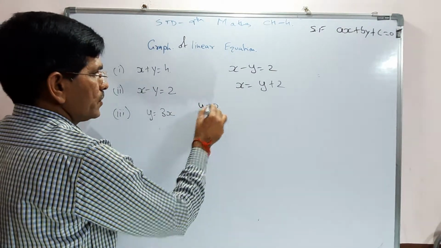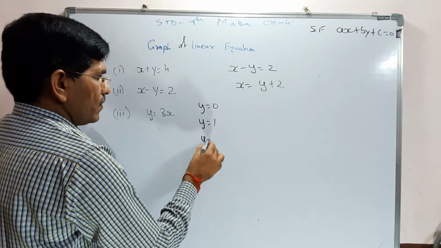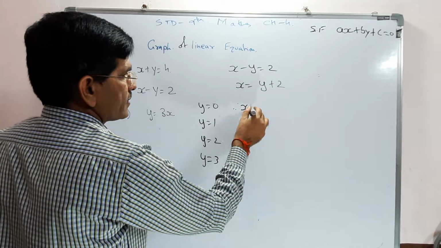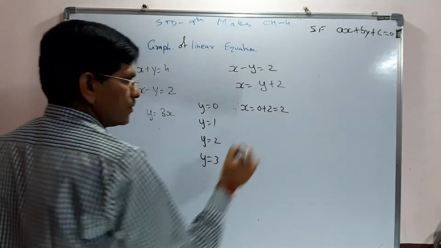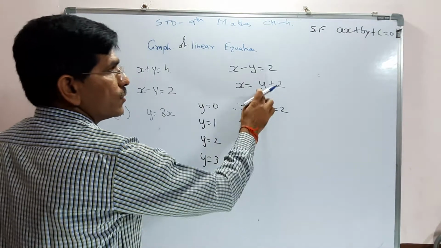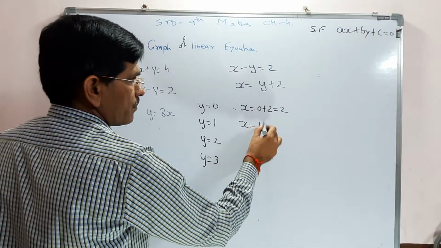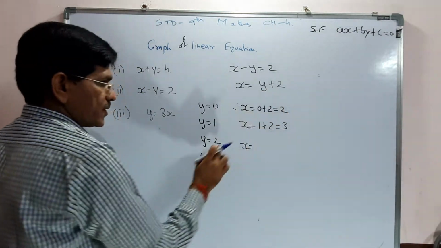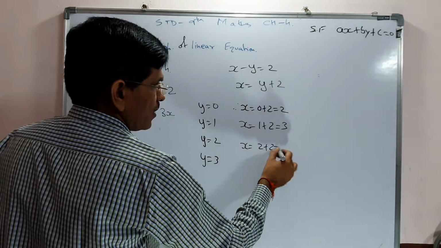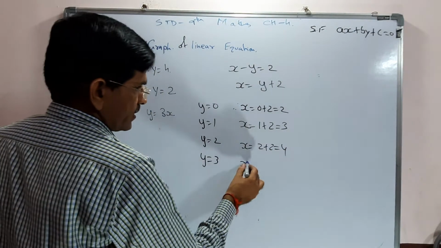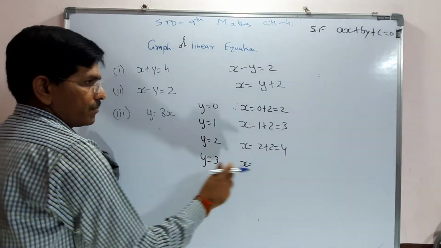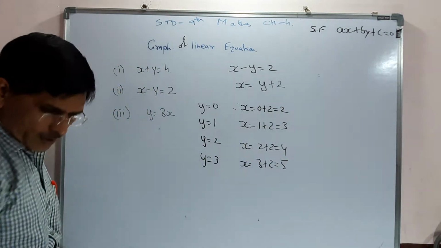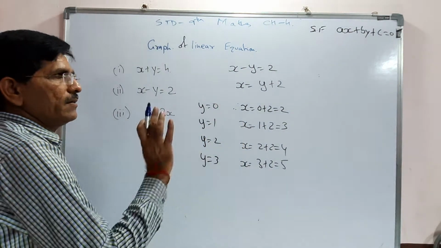So y is equal to 0, y is equal to 1, y is equal to 2, y is equal to 3. Now therefore x is equal to 0 plus 2, which is 2. When y is equal to 1, x is 1 plus 2, that is 3. When y is 2, x is 2 plus 2, that is 4. When y is 3, x is 3 plus 2, so we can get 5. So here the difference is 2. Anyhow, we want the difference to be 2.